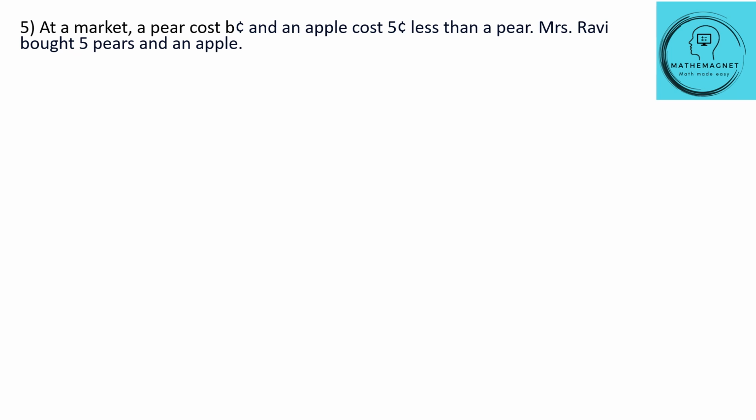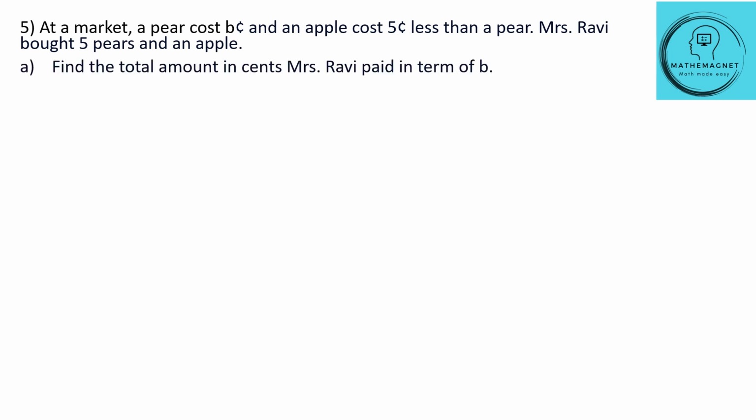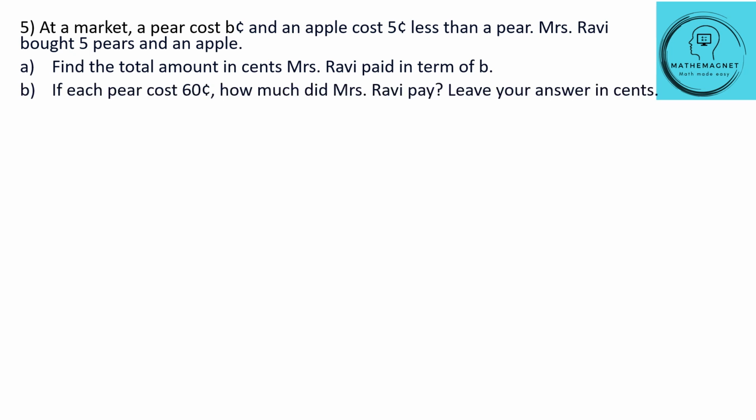Question 5. At a market, a pear costs B cents and an apple costs 5 cents less than a pear. Mrs. Ravi bought 5 pears and an apple. Question A. Find the total amount of cents Mrs. Ravi paid in terms of B. And question B. If each pear costs 60 cents, how much did Mrs. Ravi pay? Leave your answer in cents.